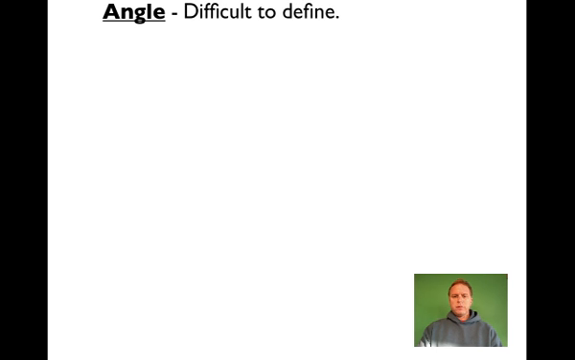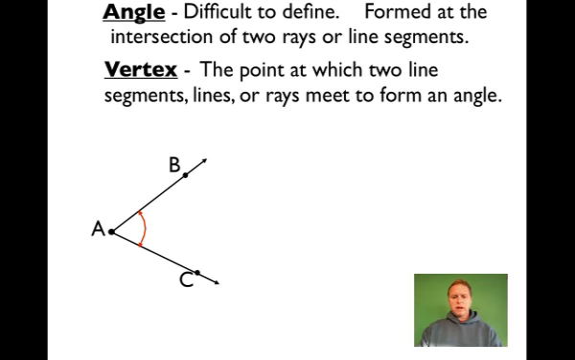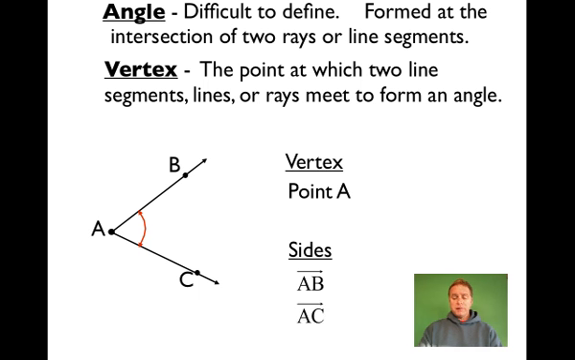Okay, so an angle. It's kind of hard to define. It's basically formed at the intersection of two rays or line segments. It's the area in between. The vertex is the point at which the two line segments, lines or rays meet to form an angle. So point A here would be the vertex. Now the sides for the angle would be line segment AB and line segment AC.